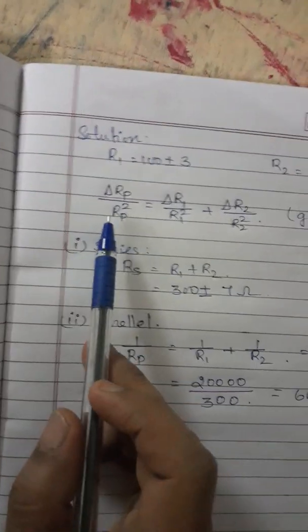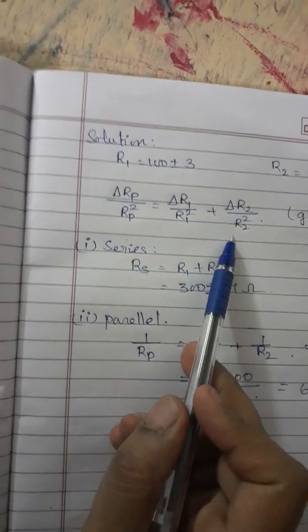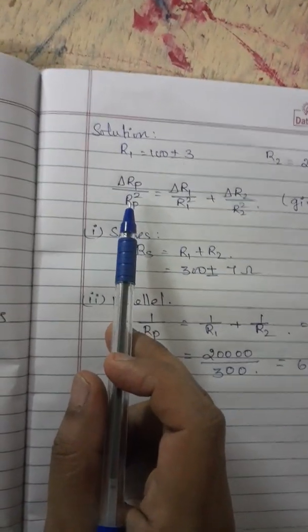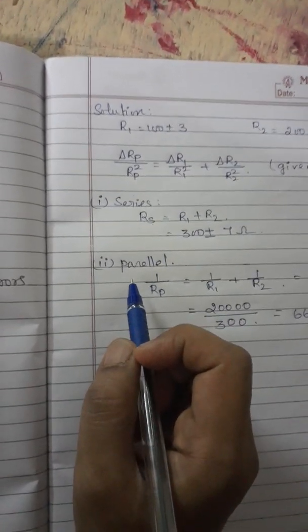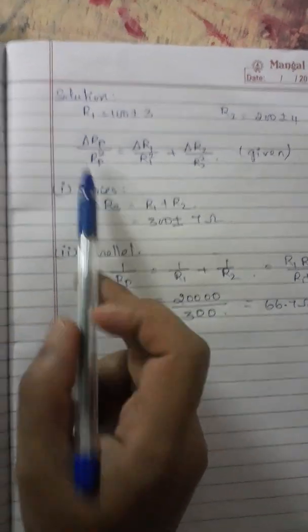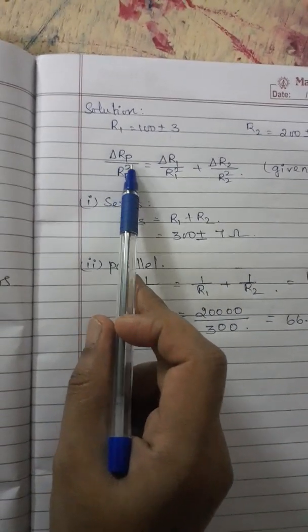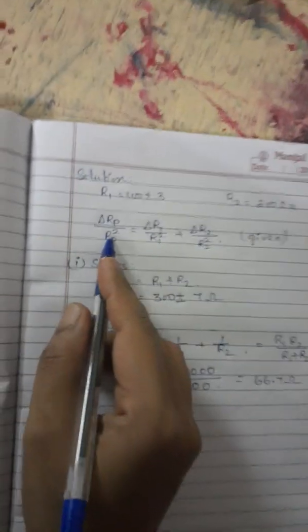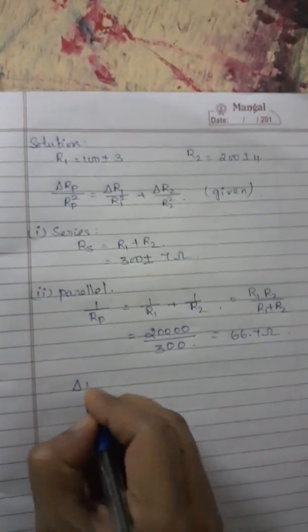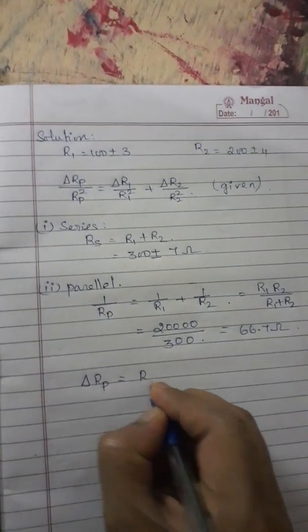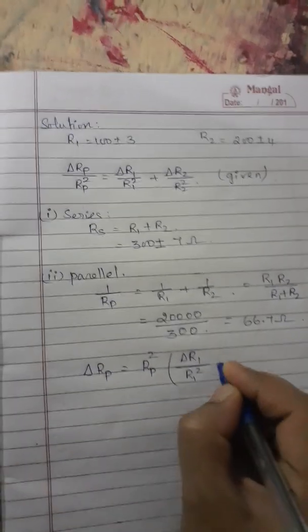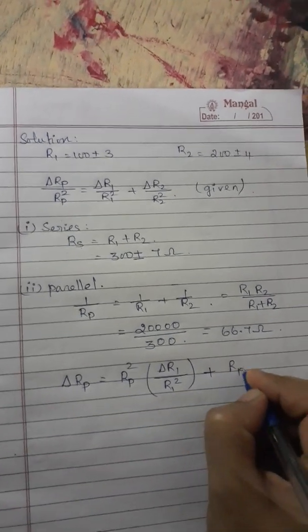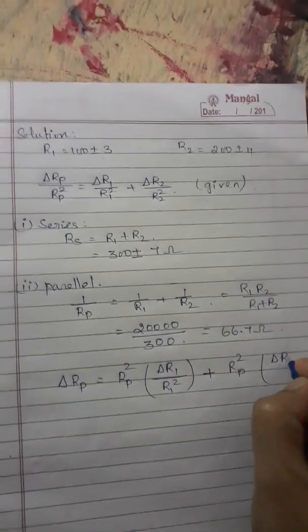Now it is given to use the special relation to find out the error. To find out the error in R, I should find out delta RP. Using this given relation, delta RP is written as RP square into delta R1 by R1 square plus RP square into delta R2 by R2 square. It is given to use this relation.